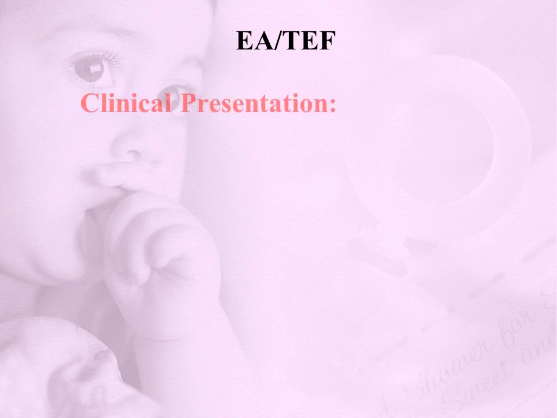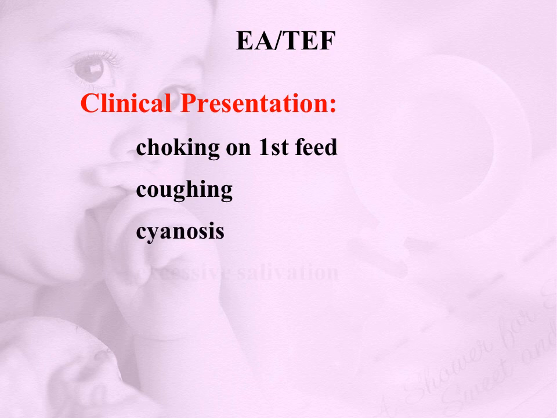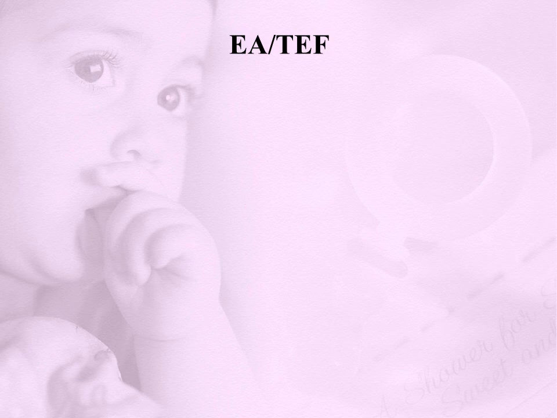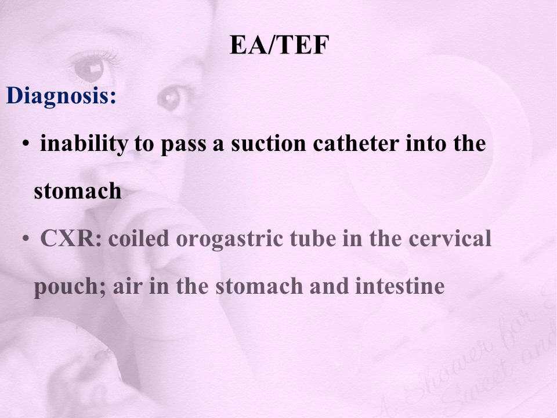Clinically, there will be choking, coughing and cyanosis due to retention of saliva in the upper esophageal blind pouch, and spillage of the saliva inside the respiratory tract. After delivery, the neonatologist tries to pass a suction catheter through the esophagus until reaching the stomach. If he fails to pass this tube, this will raise the suspicion of esophageal atresia.